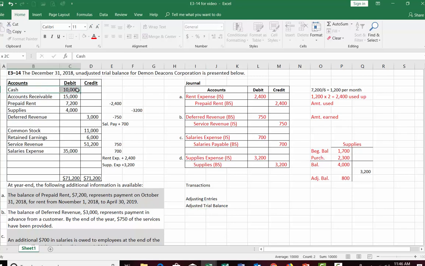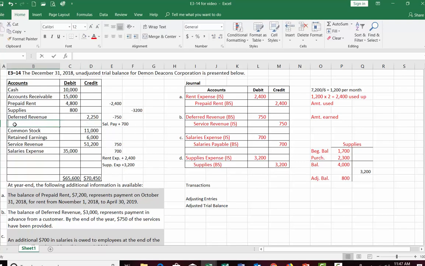Now, remember, no adjusting entries affect cash. So we know that our cash is not going to change. And we have here all of our notes that we're going to change to fix up our accounts. Our prepaid rent is showing at $7,200. It should be equal to $7,200 minus $2,400, or $4,800. Our supplies were $4,000. We know they're supposed to be $800 now. Our deferred revenue used to be $3,000, but we know that $750 of that was earned, so that's no longer deferred. So that's equal to $3,000 minus $750.